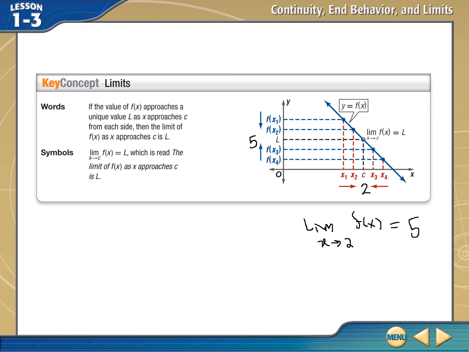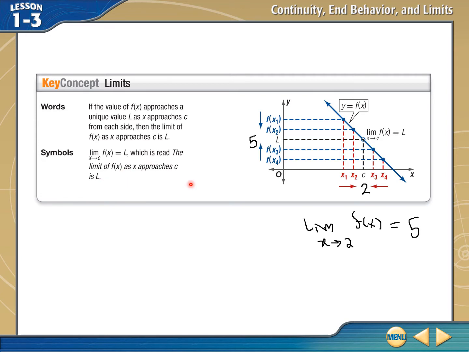Okay, so here is the definition in words. It says if the value of f of x approaches a unique value L as x approaches c, from the left side and from the right side, from each side, then the limit of f of x as x approaches c is L. In symbols, we write it, the limit as x approaches c of f of x equals L, which is read the limit of f of x as x approaches c is L.